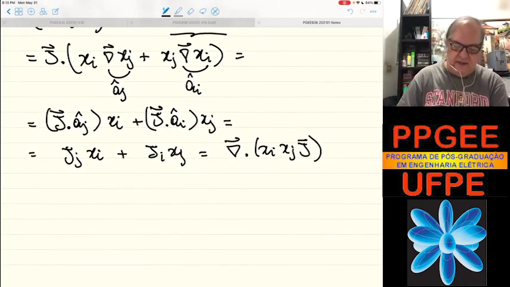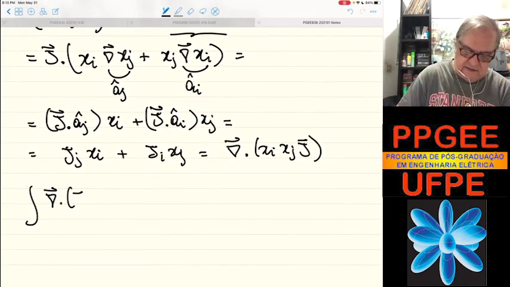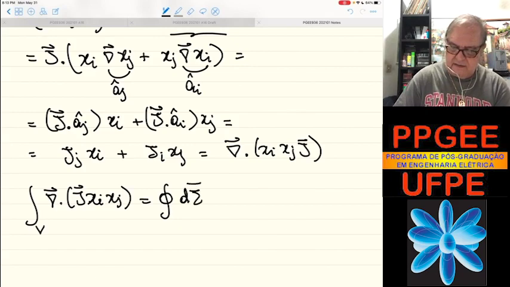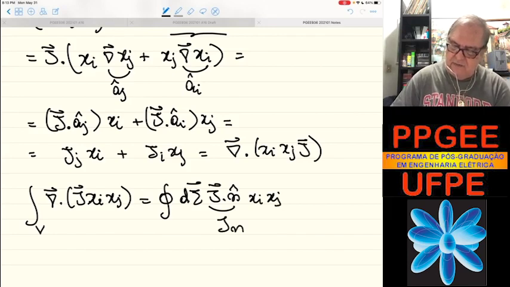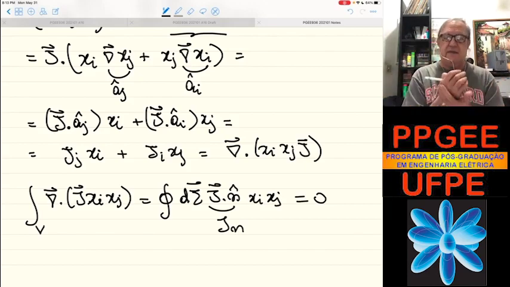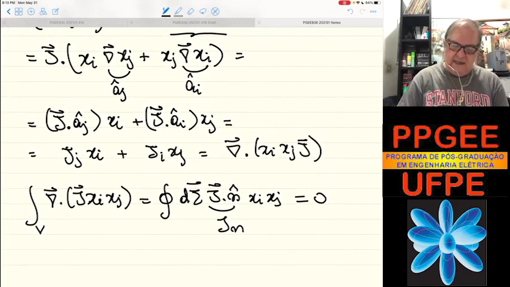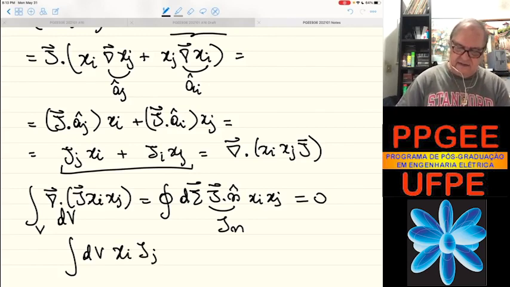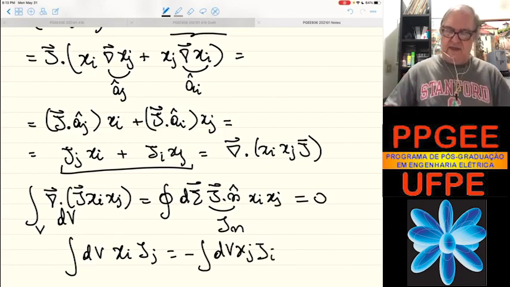So if we make a volume integral of the divergence in the volume, right? It's going to be the flux times xi xj. And we know that this is the normal component of j on the surface that includes all the currents, which is 0. So it means that the integral of this sum here is 0. So in other words, what it demonstrates is that, this is dv, right? I forgot, yeah. So the integral dv xi jj equals minus the integral dv xj ji. That's the result we get.